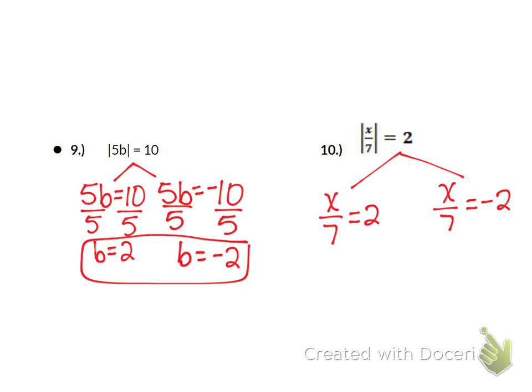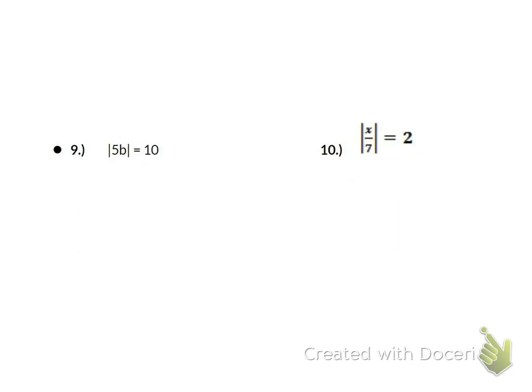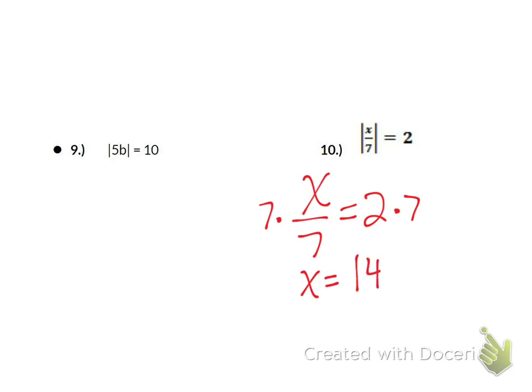How do we solve this one? Not minus. We got to multiply. To undo division, we use multiplication. So we get x equals 2 times 7, 14. The other one, we would get negative 2 times 7. When we multiply, what do we get? Good, -14.